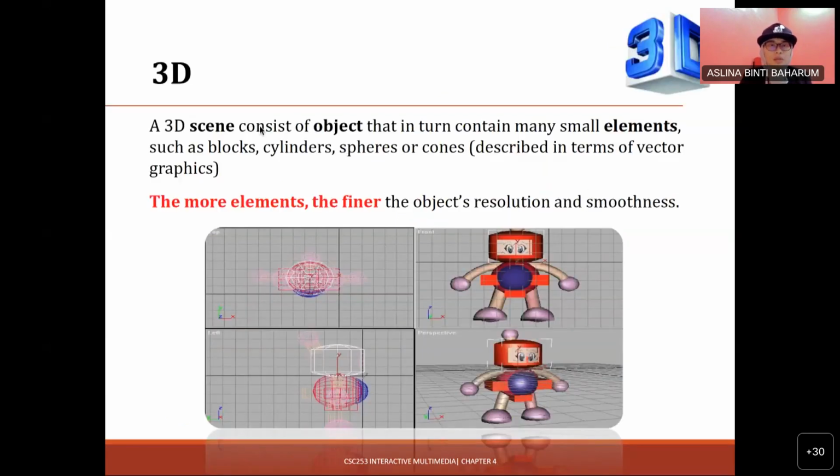Okay. Now looking at 3D. A 3D scene consists of objects that in turn contain many small elements such as block, cylinder, sphere, or cones, described in terms of vector graphics. I have forgotten how to pronounce it, sphere, you can use Google to check the pronunciation. This is using vector. The more elements, the finer the object resolution and smoothness. So 3D is good for vector drawing.